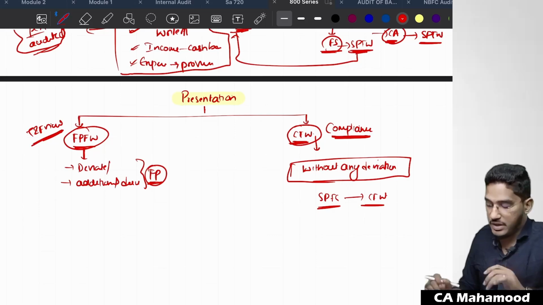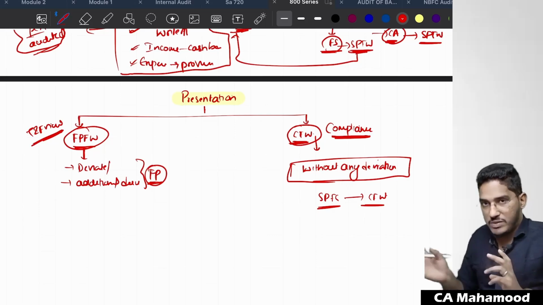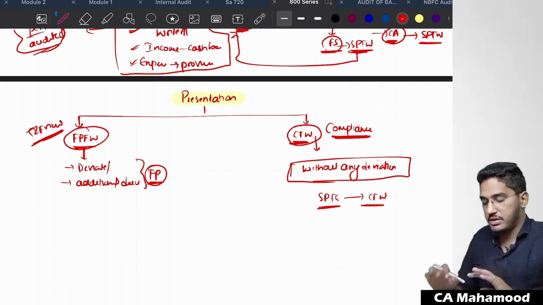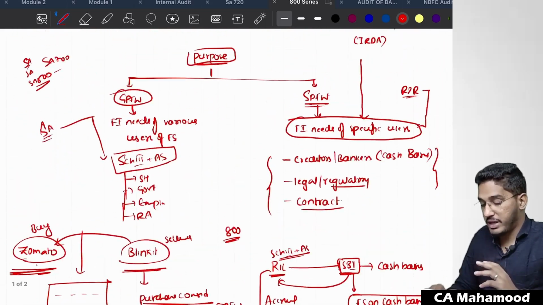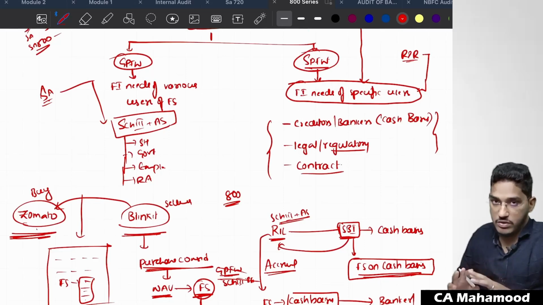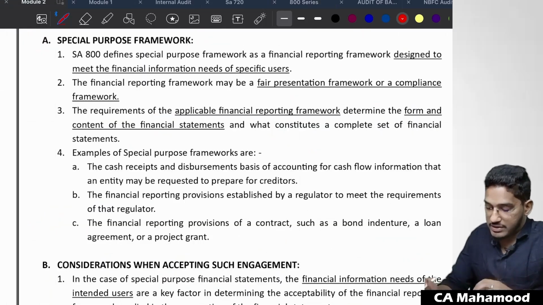I just wanted to remind you of this one more kind of framework on the basis of presentation. But we are not going to talk about this. Mainly we are going to talk about the special purpose framework only. How we are going to conduct audit of the special purpose financial statements. So let us have a look at the standard now.